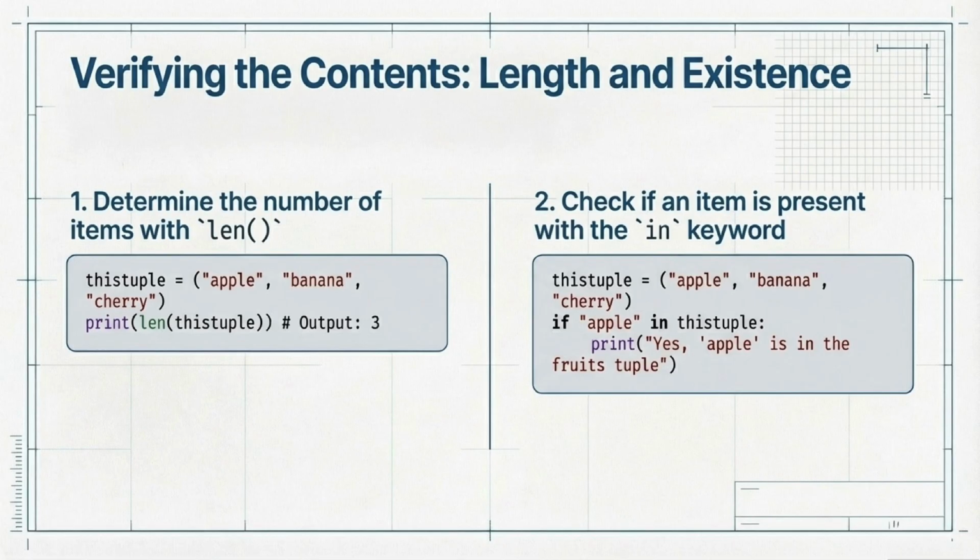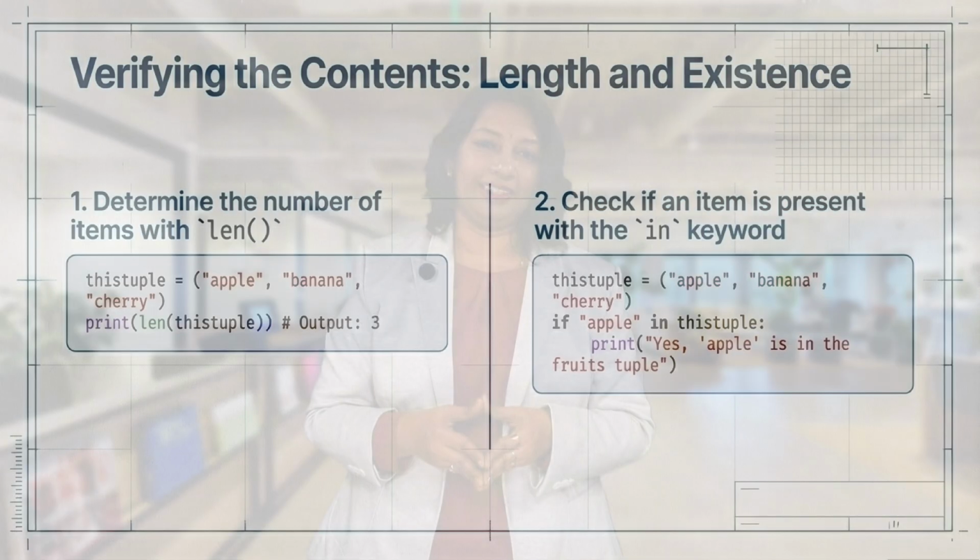In addition to checking the length, Python allows you to test whether a particular element exists within a tuple by using the in keyword. For instance, the expression "apple" in this tuple evaluates to true if the item is present, and this condition can be used in an if statement to perform an action when the item is found. These operations make it easy to inspect tuples and confirm both their size and their contents.